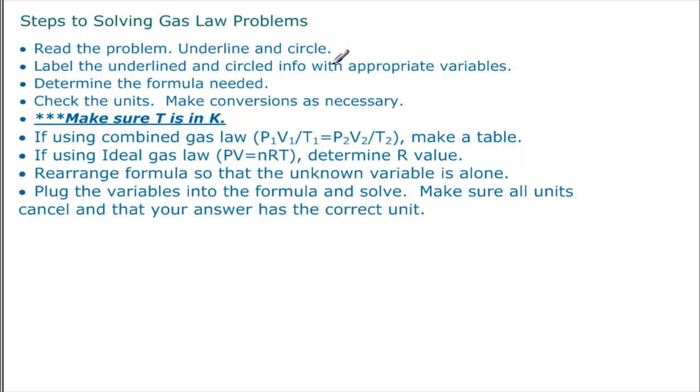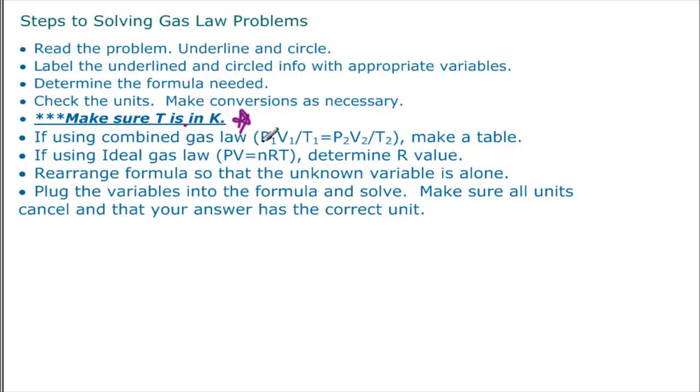So the first thing you always have to do is read your problem, underline and circle all of your information. Now you're going to need to label your underlined and circled info with appropriate variables, with pressure, volume, temperature, moles, that kind of thing. Then you're going to determine the formula that's needed based on what you've labeled. Now you got to check your units and make any conversions that are necessary. Always, always, always make sure that that temperature is in Kelvin. This is extremely important. It has to be in Kelvin before you use your formulas.